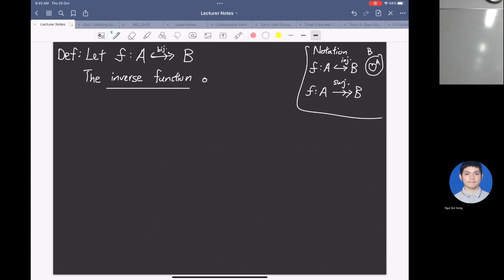Inverse function of f. It's the function f inverse from B to A. So we want to define a function going backward, meaning given any element in B, I need to give you a unique element in A.